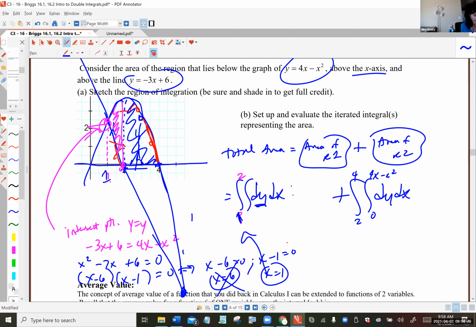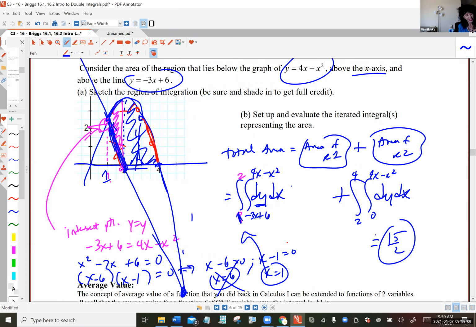And then dy, his limits are, the upper limit is the parabola, 4x minus x squared, and the lower limit is this diagonal line, which has the equation negative 3x plus 6. Okay, so you would have to evaluate both of these double integrals separately, and I'll let you do that on your own. The final answer, if you want to check your work, is 15/2.